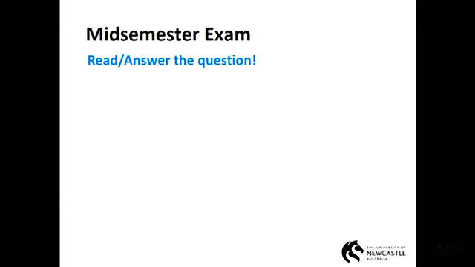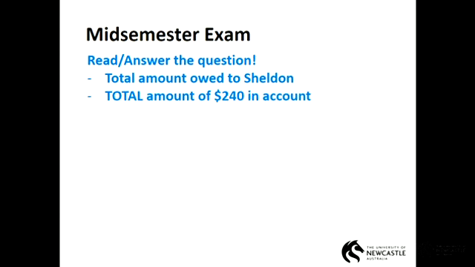Read, answer the question. I'm bad at this too. It's a fairly general fault. Like the total amount owed to Sheldon was one of the questions. It didn't say how much interest he'll owe, it was what's the total amount. So he had to add the initial back. There was a question that said something like we had $200. We wanted to get to a total of $240 in the account. It wasn't $240 interest, it was only $40. Just slow down and check.